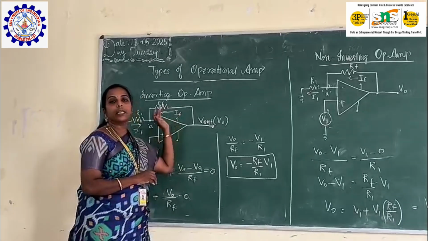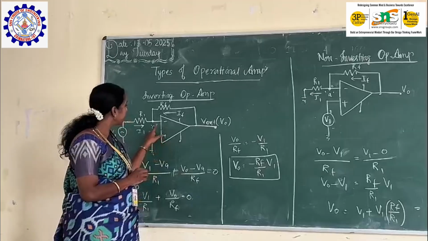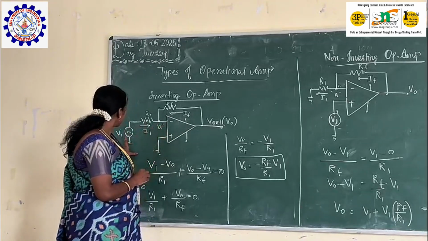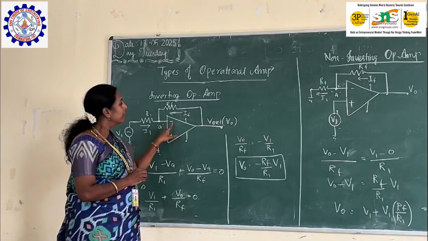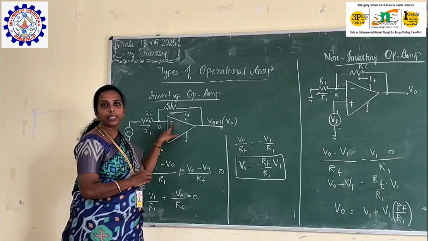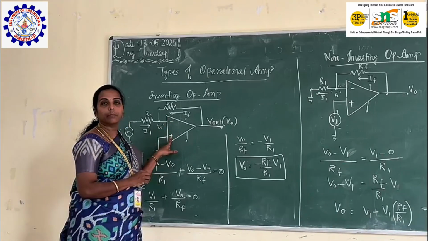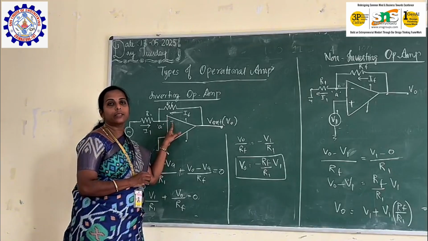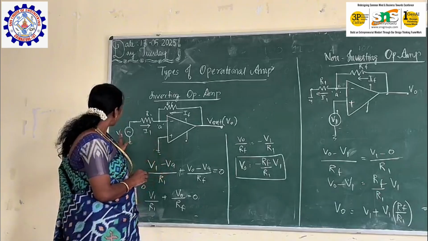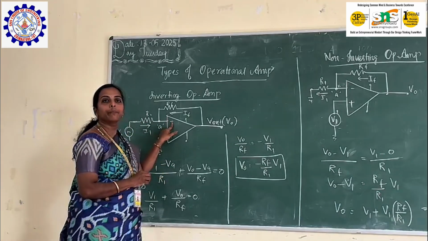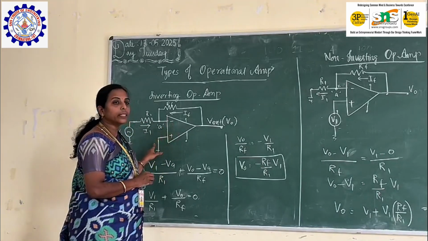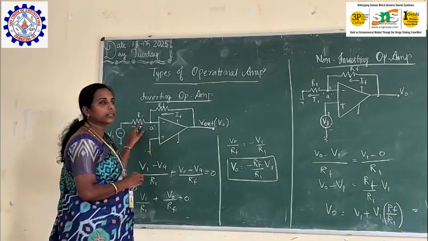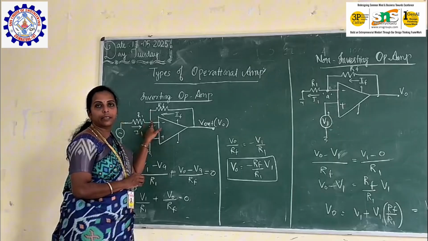So, considering the inverting operational amplifier, this is the operational amplifier, and this is the inverting terminal, that is the negative terminal, and this is the positive terminal. If I give the input to the inverting terminal, then we call it an inverting amplifier. The V1 input is given to the inverting terminal, and the non-inverting terminal is grounded, and this is the input resistance and this is the feedback resistance.